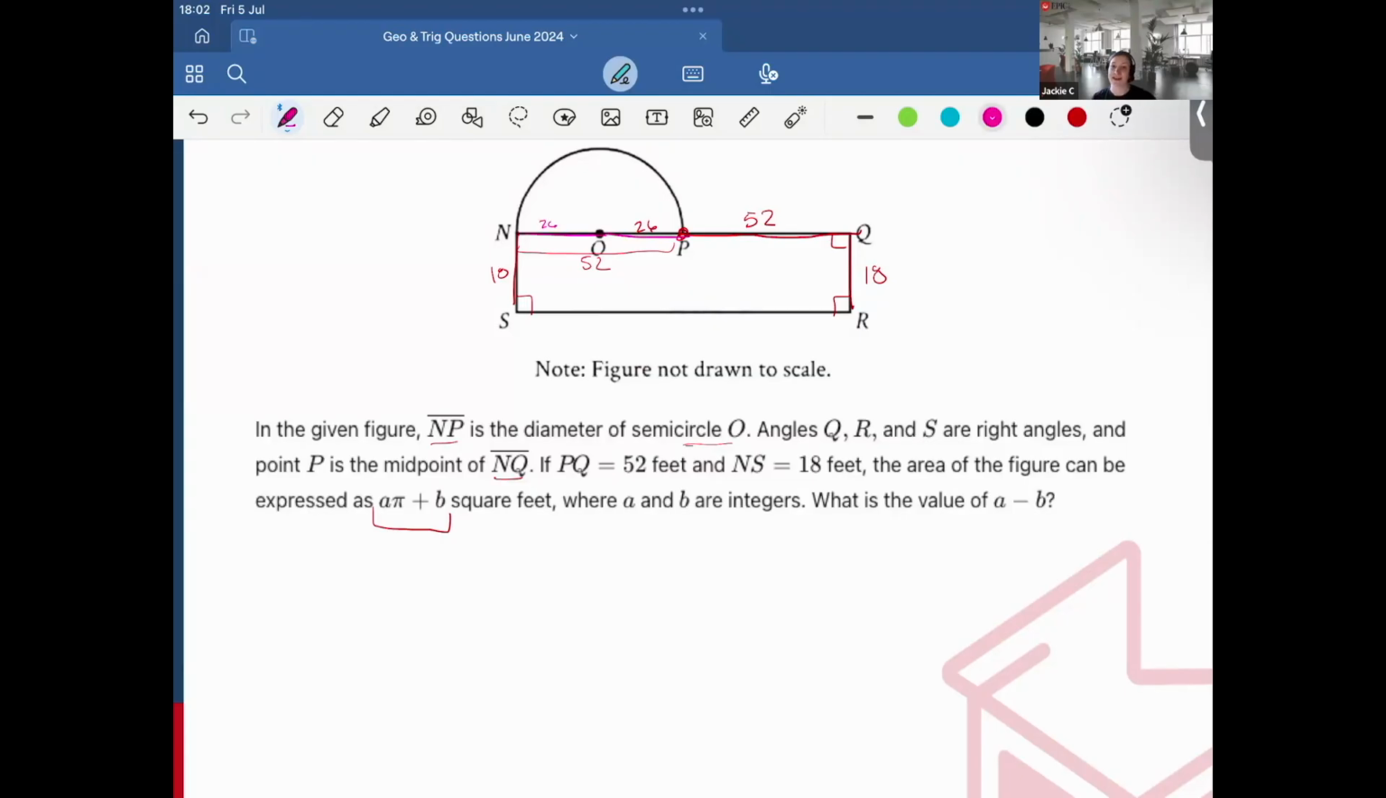Okay, and then next I can calculate the area of the semicircle. The area would just be pi r squared, but divided by 2 because it's half of a circle. So area is equal to pi, the radius is 26, 26 squared, and then we will divide by 2. So let's calculate. 26 times 26, 676, divided by 2. So the area of the semicircle is 338 pi.